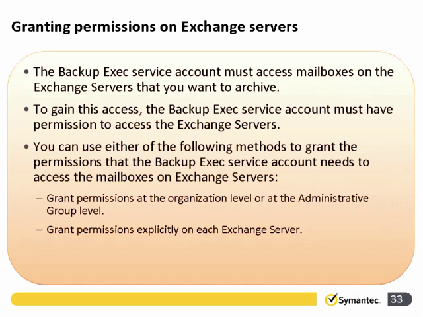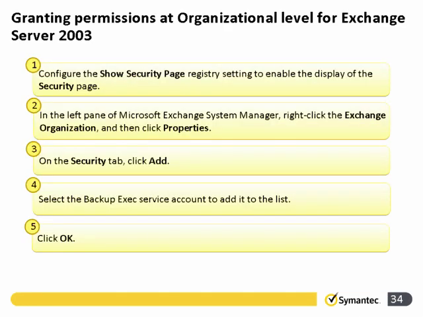You do have to grant permissions on the Exchange server for Backup Exec and the archiving options to be able to access the mailbox to be archived. We'll take a look at granting those permissions in detail. You can grant permissions at an organization level or an administrative group level, or you can grant permissions explicitly on each Exchange server. To grant permissions at an organizational level in Exchange Server 2003, follow the directions that you see listed on this screen. These are specific to the version of Exchange you are running.